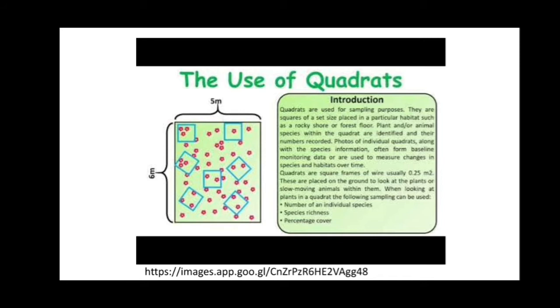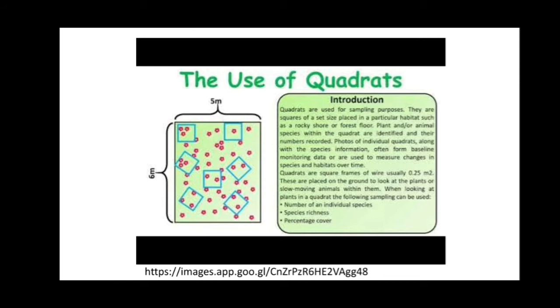The photos of individual quadrats along with the species information often form baseline monitoring data or are used to measure changes in a species and habitat over time. The quadrats are square frames of wire, usually 0.25 meters square. These are placed on the ground to look at the plants or slow moving animals within them.